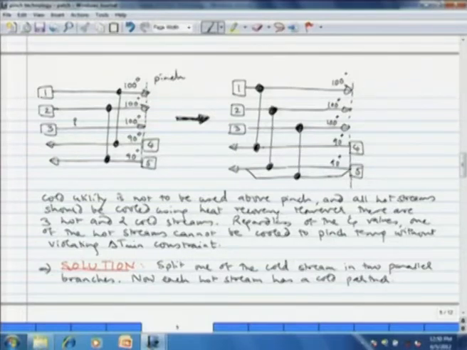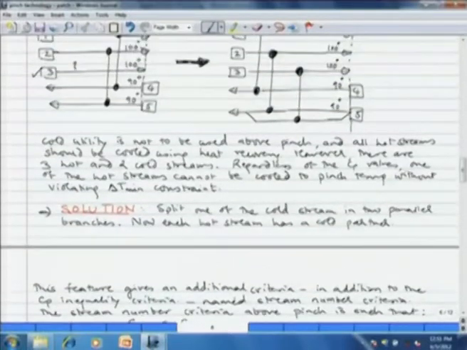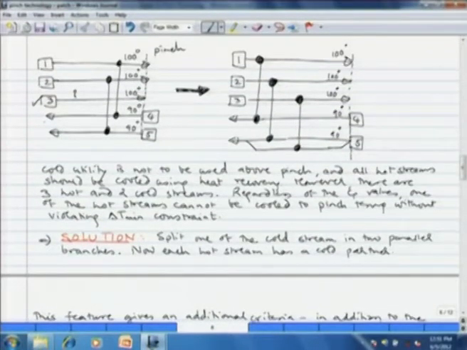In this particular case, stream 3 has no cold partner. How can we make a match for stream 3? We cannot use cold utility above the pinch because that will violate our basic constraint, and it will increase the operating cost. So, the only solution for such a problem is that we split one of the cold streams into 2 parallel branches, and now each of the hot streams has a cold partner. That particular split stream design is shown on the right hand side of your screen.